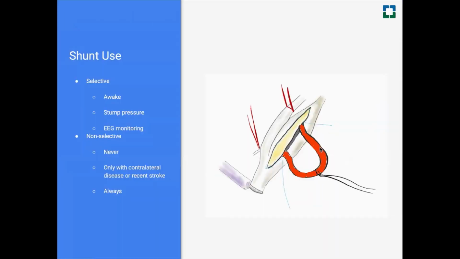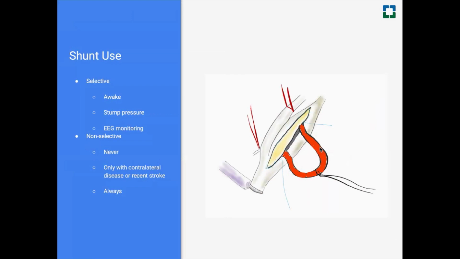Shunt use. So a shunt is commonly used to try to reduce the rate of stroke during these procedures. And there are several different strategies. One is selective use of shunts. That's not using a shunt unless certain criteria are met. In those who operate on awake patients with local or regional anesthesia, if the patient develops stroke symptoms with the carotid clamped, a shunt is placed.